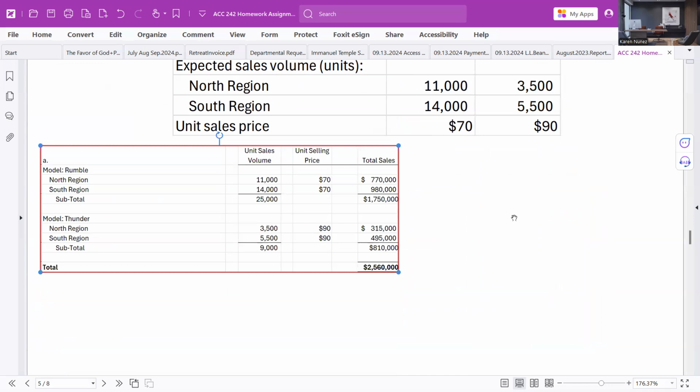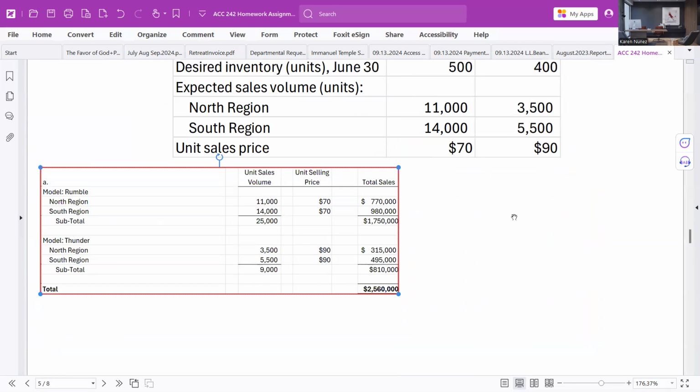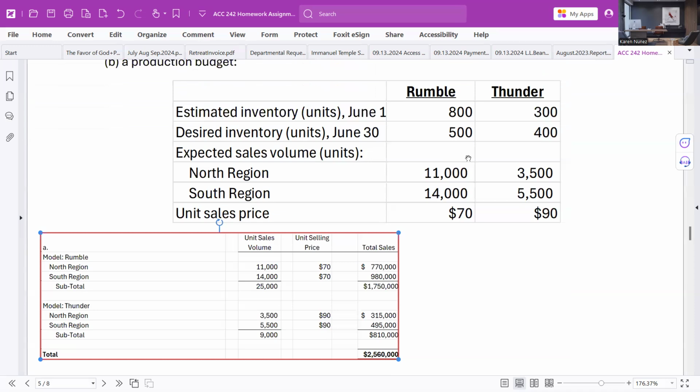Okay, so there's our sales budget. And again, all it is is price times volume. We anticipate selling of this Rumble product 11,000 and 14,000, or a total of 25,000. And these units are being sold for $70 each. That's the sales budget, right? The volume times the price gives us total sales revenue. And then the Thunder product, we anticipate selling 3,500 and 5,500, and again it's the volume times the price. Then we just add everything together. So the total sales of the Rumble product plus the total sales of the Thunder product gives us the total sales budget, price times volume. That's all that is.